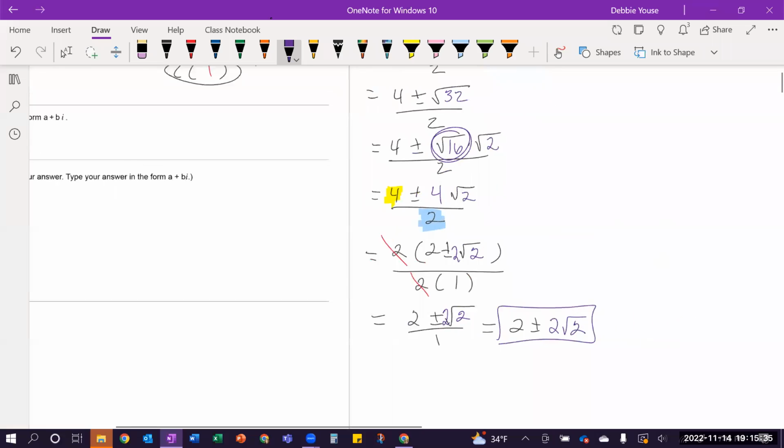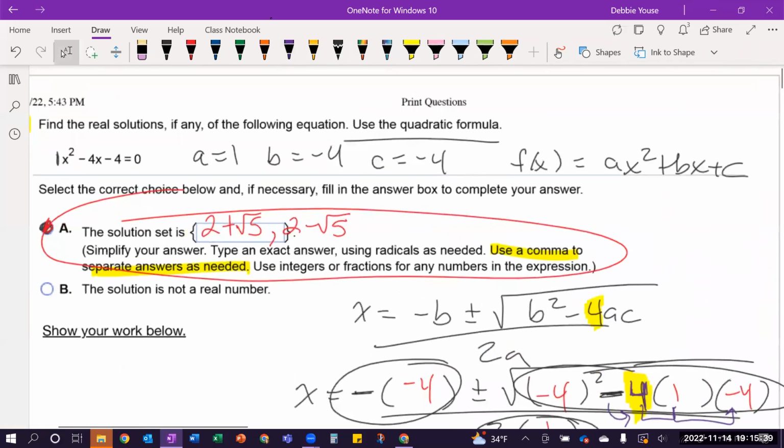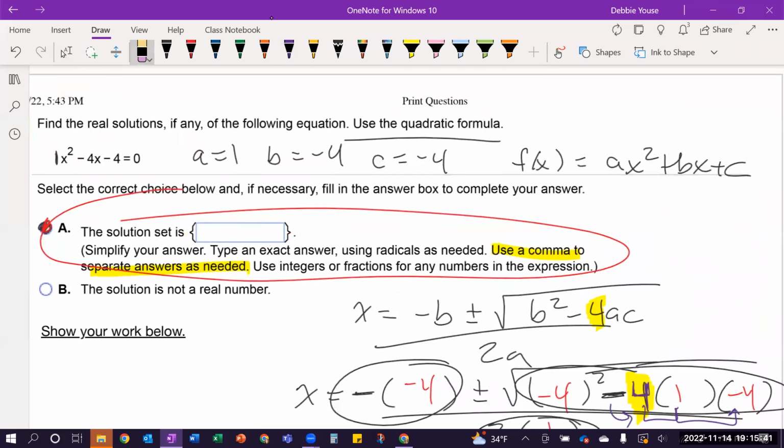And so I would enter those as 2 separate answers up here. I would correct this to say 2 plus 2 square root of 2, comma, 2 minus 2 square root of 2 in that answer blank.